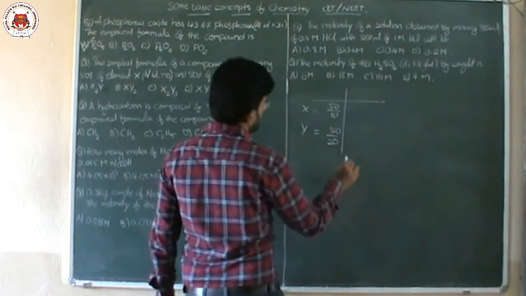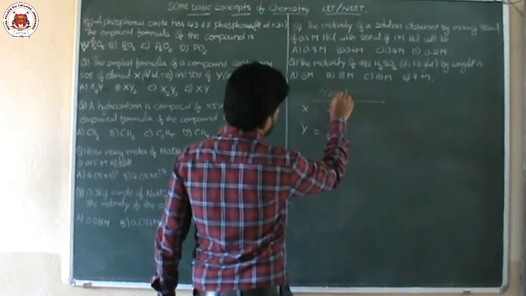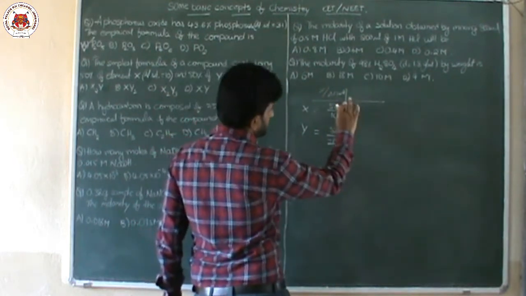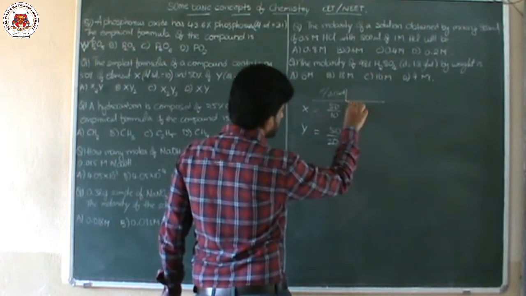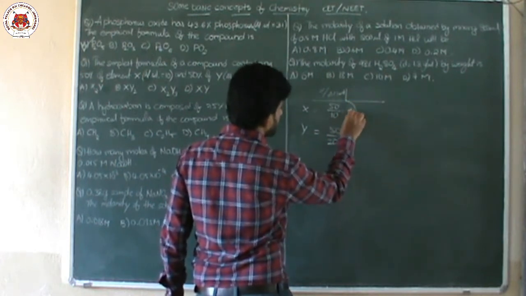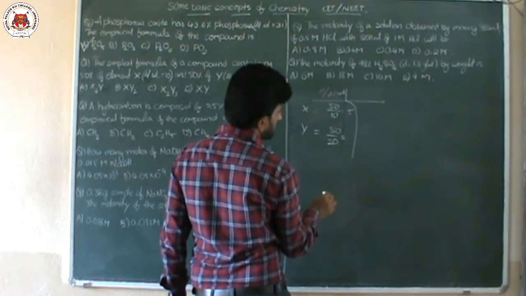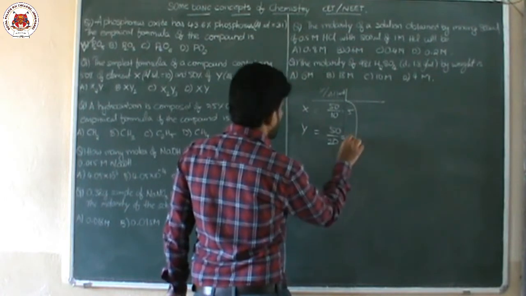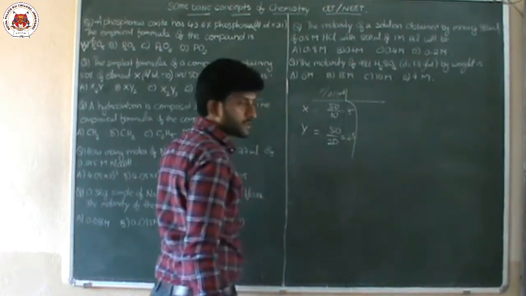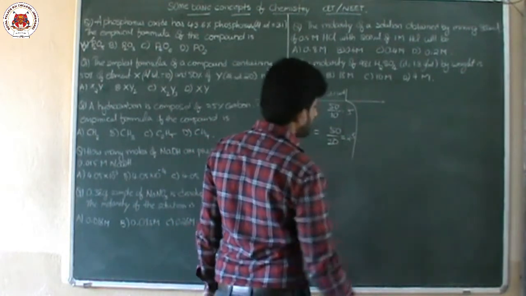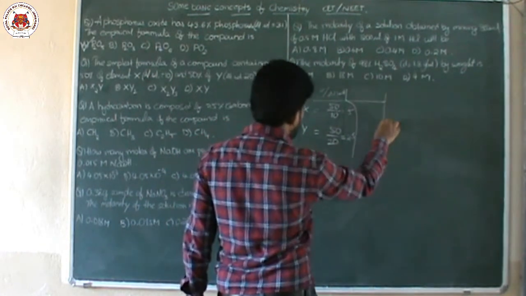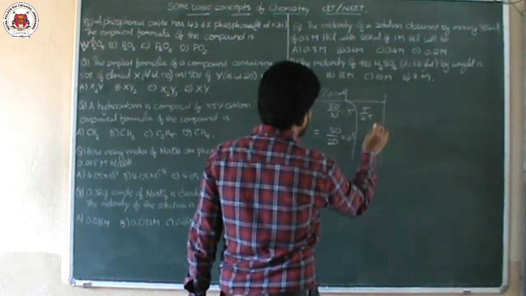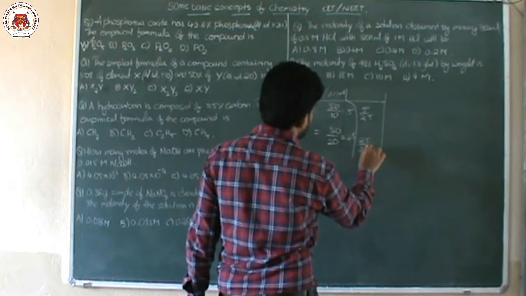Percentage divided by atomic weight: 50 by 10 is 5. 50 by 20 means 5 by 2, which is 2.5. Now you need to take the simple ratio. Simple ratio means here 5 by 2.5 and here 2.5 by 2.5.